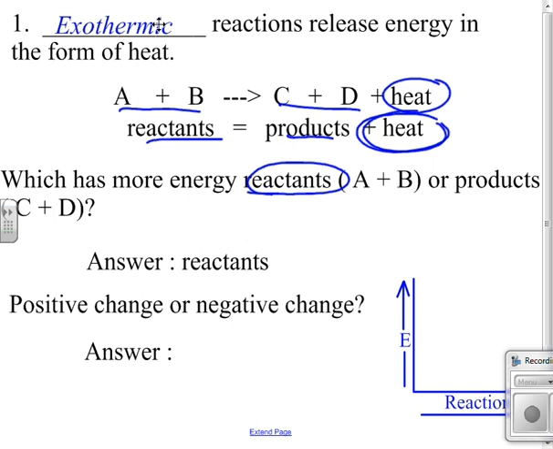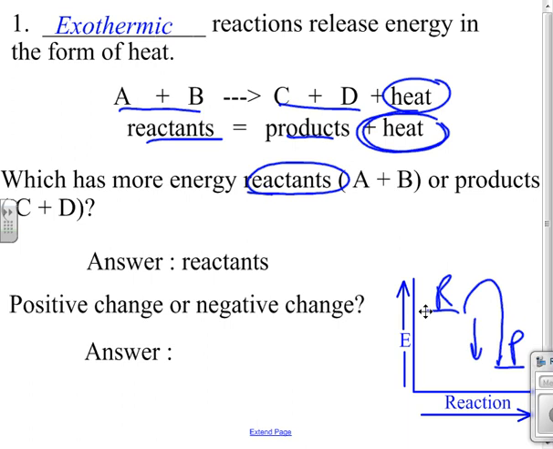And so it's kind of like the energy starts off here and then ends up down here. The pathway goes something like this. So the reactants are higher than the products, so there's a net loss of energy. The energy goes from higher to lower, and therefore we consider this a negative change.